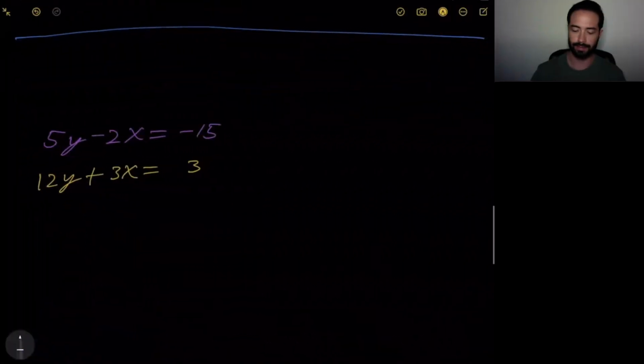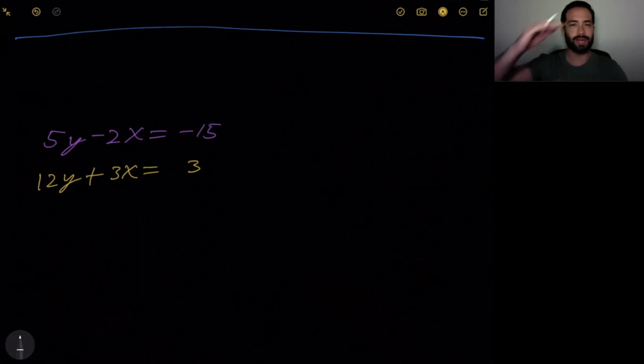Example now. We have 5y minus 2x equals negative 15. And then we have 12y plus 3x equals 3. There are no obvious ones: if I add them together, does something cancel? If I subtract them, does something cancel? Nothing will cancel. 5 and 12, negative 2 and 3, nothing will cancel. So the question is, what do I do?